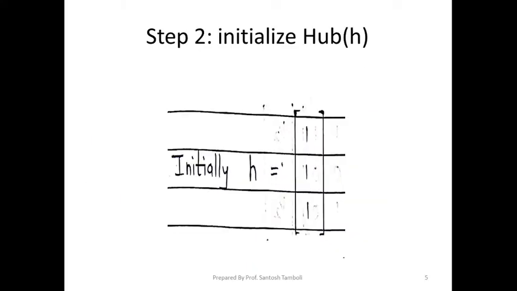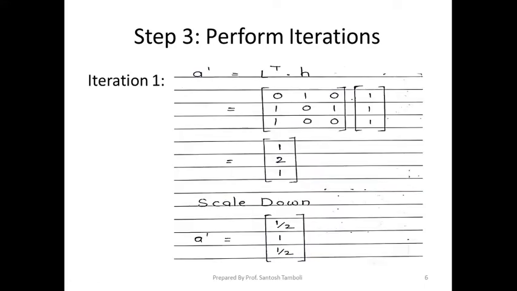Now step number 2, initialization of the hub, that is H. There are three web pages, so we create a column vector consisting of three entries, 1, 1 and 1. If there are four web pages, then there are four ones. Now step number 3, we need to perform the iterations. It is advisable to perform 2 to 3 iterations, or the number of iterations already mentioned in the problem.